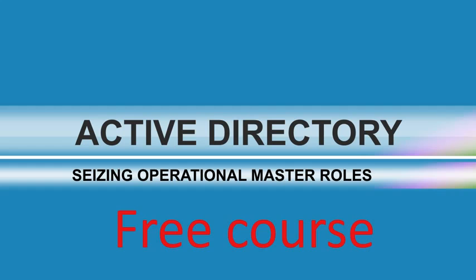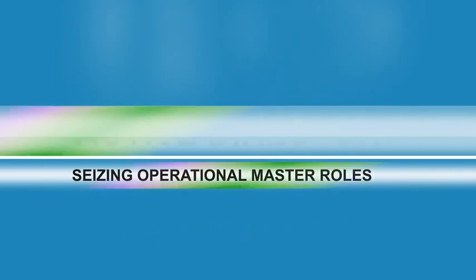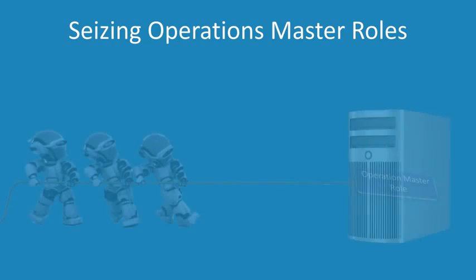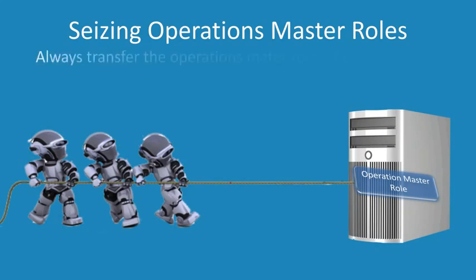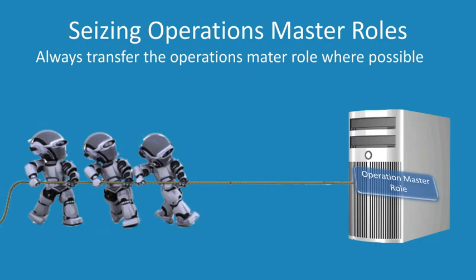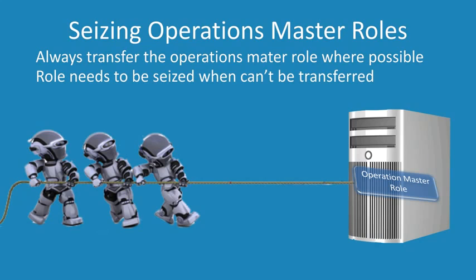In this free video, just one video of the completely free Active Directory course, I will look at seizing operational master roles. Transferring the role is the safest way to move the operation master role. However, if your server becomes permanently offline for any reason, this will not be possible. When this occurs, you need to seize the role to make it available on another domain controller.